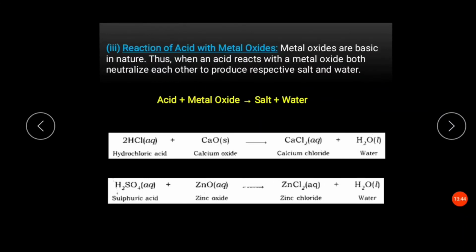Similarly, here acid and metal oxide react to form salt and water because metal oxide is basic in nature. Here also acid and metal oxide, they both neutralize each other's effect. Another example is HCl reacting with calcium oxide to form calcium chloride and water. And next is sulfuric acid reacting with zinc oxide to form zinc sulfate and water.